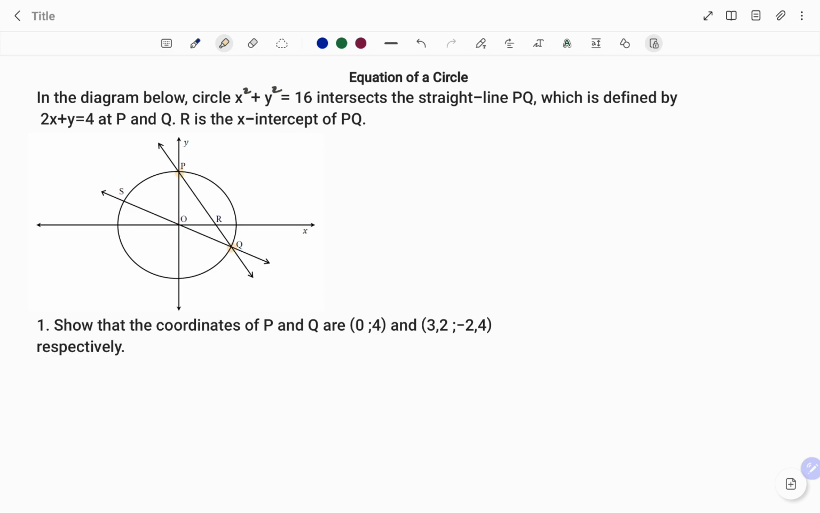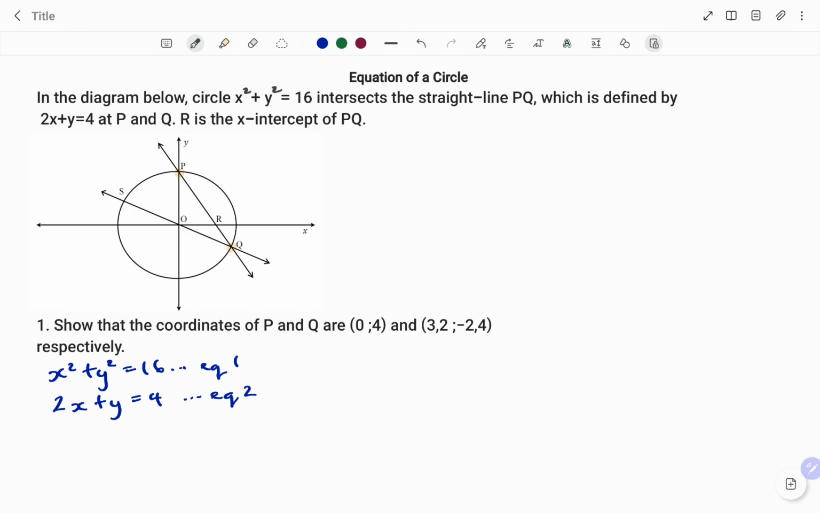and Q lie on the circumference of the circle. So what that means is, at the points P and Q, the equation of the circle and the straight line PQ have the same coordinates. So using simultaneous equations, we have the equation of the circle as x squared plus y squared equals 16. I'm going to tag that as my first equation. And the second equation, the equation of the straight line PQ, 2x plus y equals 4. I'm going to tag that as my second equation.